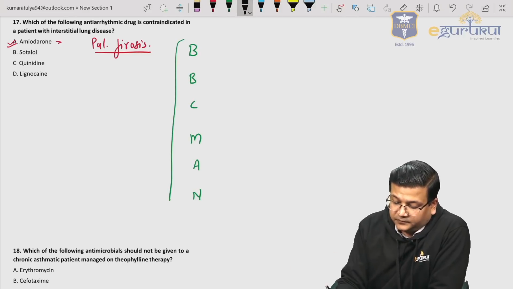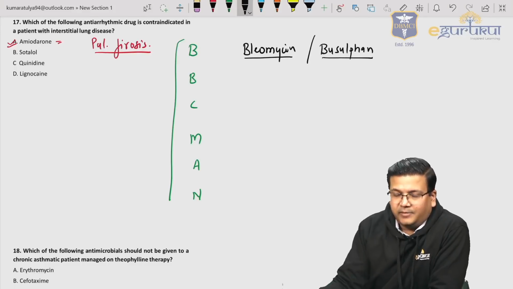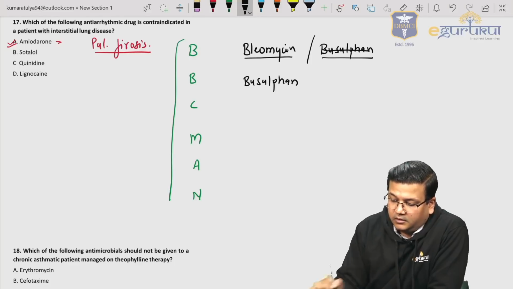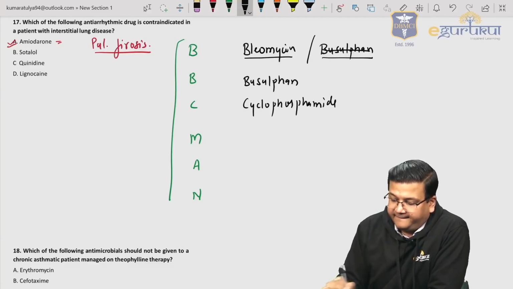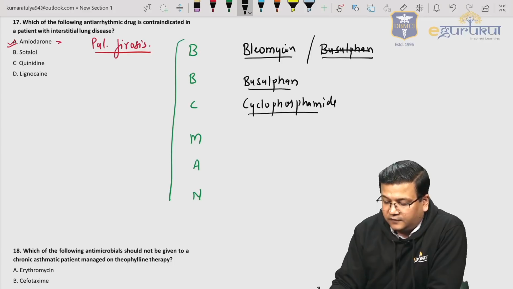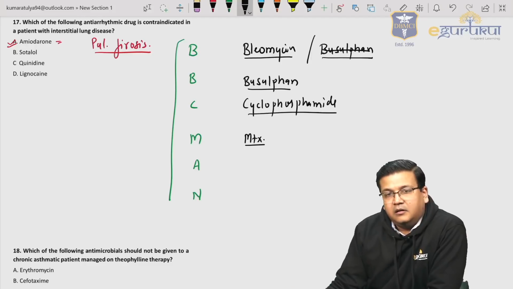What does B stand for? B stands for bleomycin, anti-cancer drug bleomycin. Another anti-cancer drug known as busulfan. So bleomycin and busulfan. Okay, we have another B also, so I'll write busulfan here. C is another anti-cancer drug known as cyclophosphamide. So the first three, BBC, are anti-cancer drugs: bleomycin, busulfan and cyclophosphamide. M, we have methotrexate, another anti-cancer drug, methotrexate.